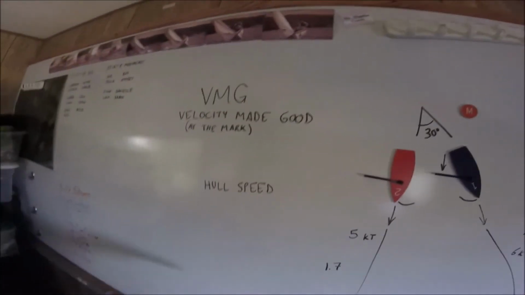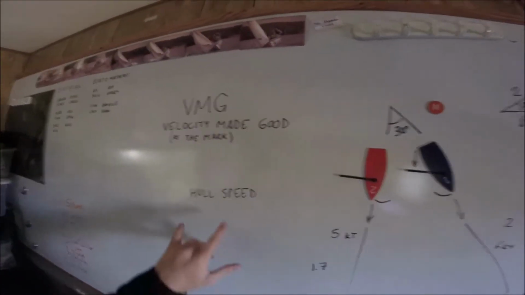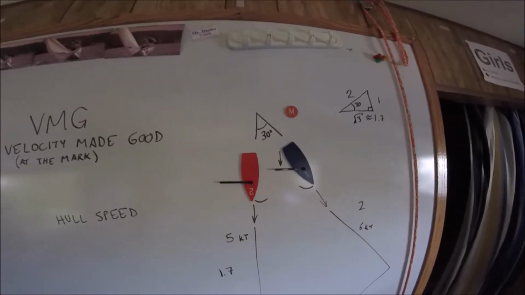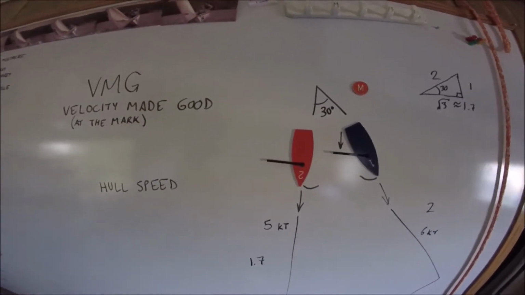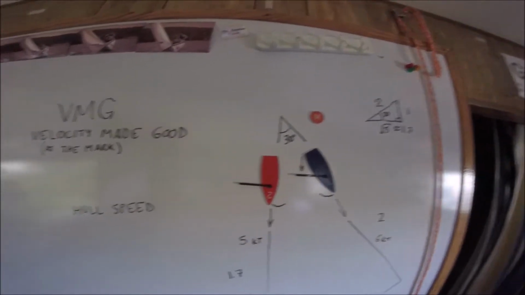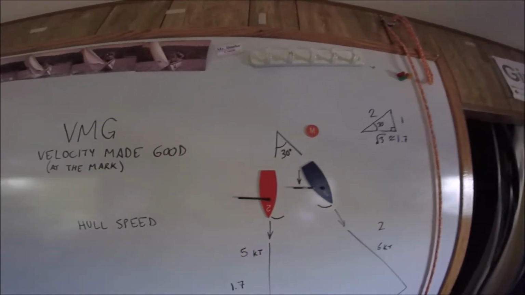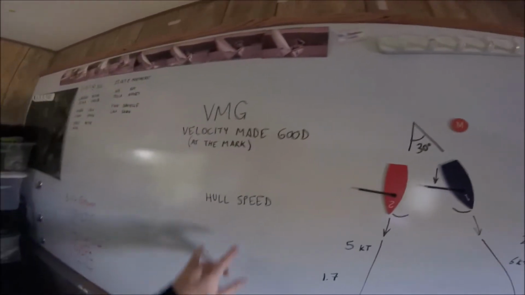If you can start planing, if your hull comes out of the water, then the hull speed equation kind of goes away. That doesn't matter anymore, and that's why all those fast motorboats now have planing hulls. That's why in sailboats going downwind in heavier wind, we want to try to get planing, pop the hull out of the water, because that lets us go much faster.